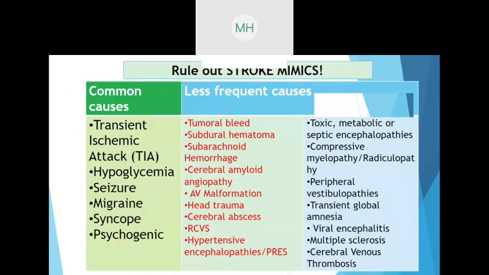Okay, so what are the common stroke mimics that we encounter? The common causes would be TIA, transient ischemic attack, and hypoglycemia. This is the easiest and quickest bedside investigation that we can do to rule out hypoglycemia. Seizure, because the patient may come with post-ictal paralysis for a few hours, and of course it is self-limiting. Migraine, because there is a subset of migraine with aura that we call hemiplegic migraine. So a patient with migraine may also come with neurological deficit, however it is fully reversible. Then syncope and also psychogenic causes.